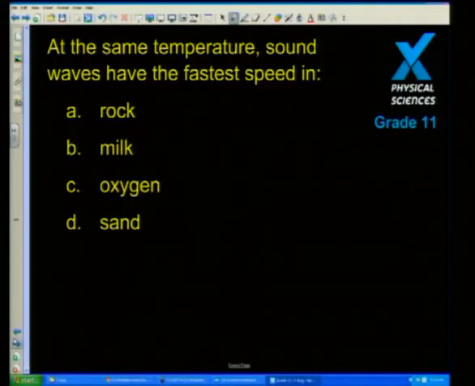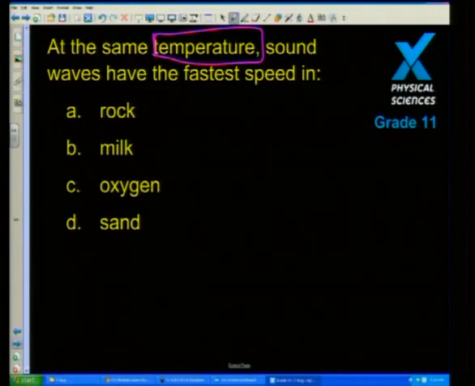At the same temperature. Hopefully you realize that it needs to be at the same temperature because there are several things that affect the speed of sound: temperature, the medium, the density of the medium, and what phase it's in. Sound waves have the fastest speed in: rock, milk, oxygen, or sand.